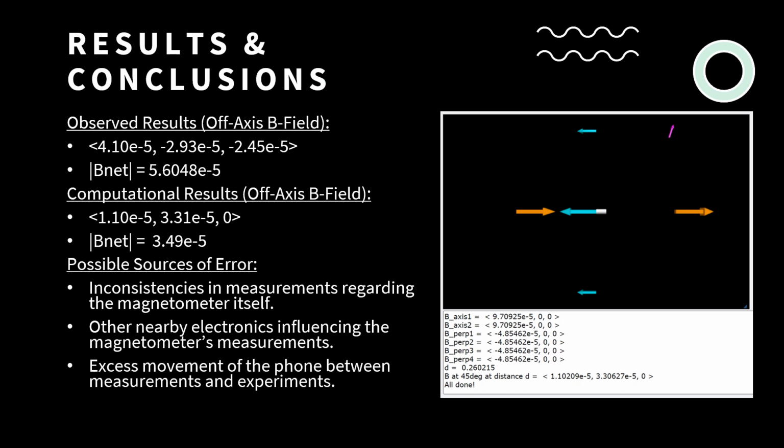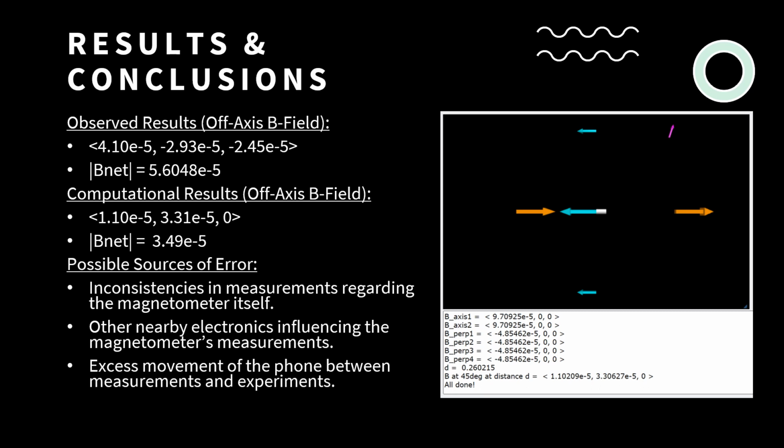To the right, we have the results from the computational model as seen on the GlowScript. We have the B-axis 1, the B-axis 2, the perpendicular axis 1, 2, 3, and 4 as follows. We have the d, which is calculated for us here as well. And we also have the 45-degree distance d, which is from the picture on a few slides prior. The observed results, which are the experimental ones, are as follows, with B net equal to 5.648 times 10 to the negative 5, and the computational, which is also seen underneath the visual.